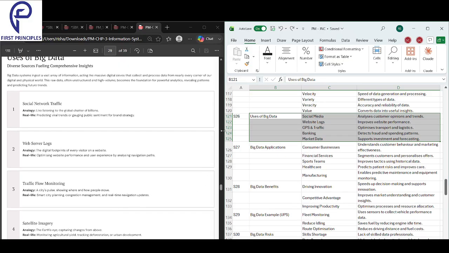Okay, so it analyzes customer opinions and trends. Big data does that. It improves your website performance. It optimizes your transport and your logistics. It detects fraud and spending patterns. Market data supports investment and forecasting.